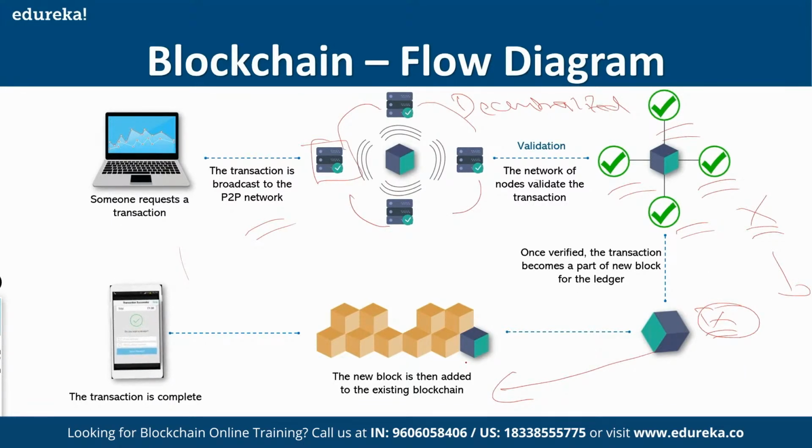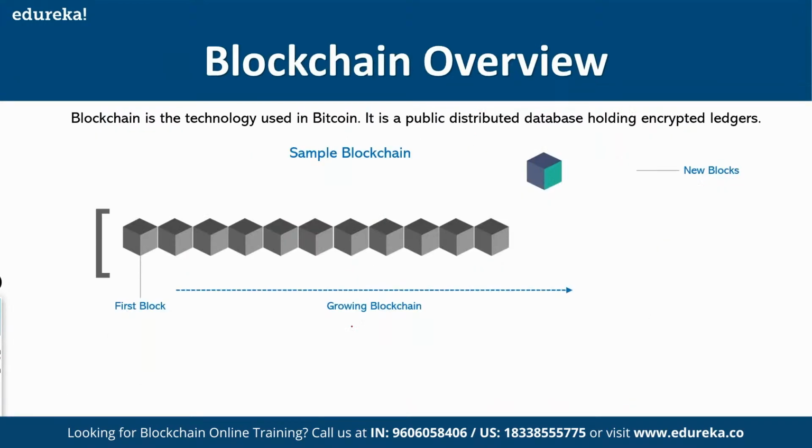Once the block is added inside the blockchain, then you know that your transactions will automatically be confirmed. Once your transactions are confirmed, then you can say that your transaction has been completed successfully. That is how your entire flow diagram of the blockchain would be. I hope I've given you an understanding of this flow diagram of the blockchain technology.